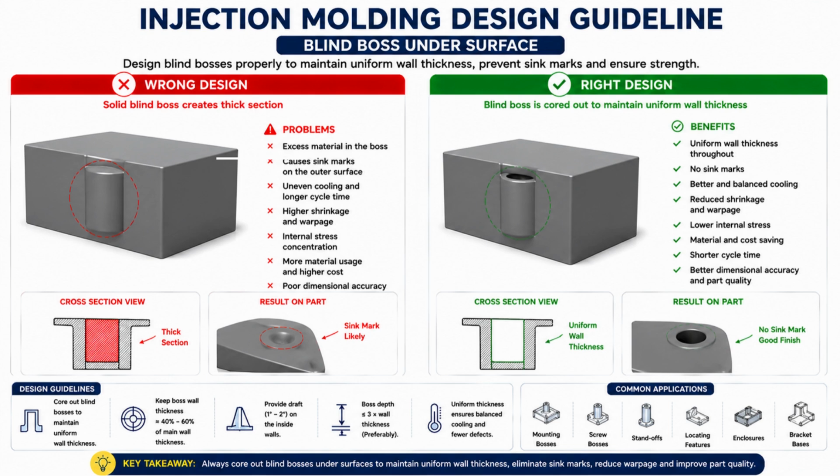10th, blind boss under surface. See this bump on the surface? A blind boss directly under the surface creates visible sink marks. Reduce the boss height and maintain proper wall thickness below the cosmetic surface. So, protect cosmetic surfaces with smart boss design.